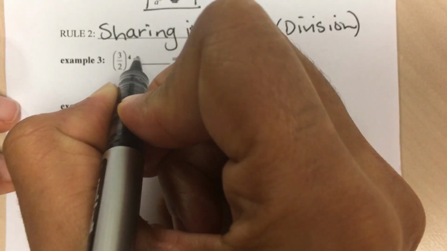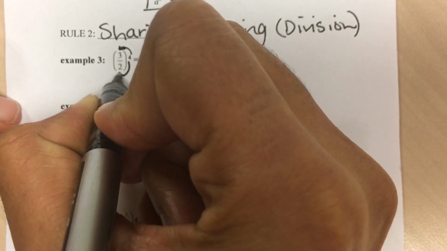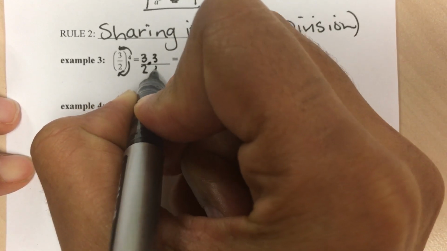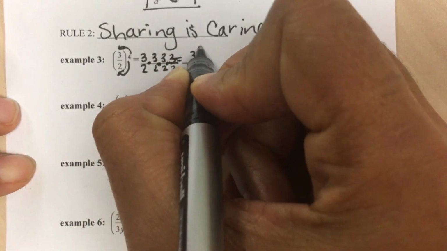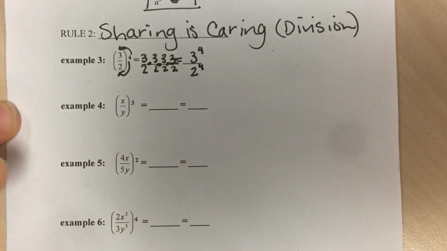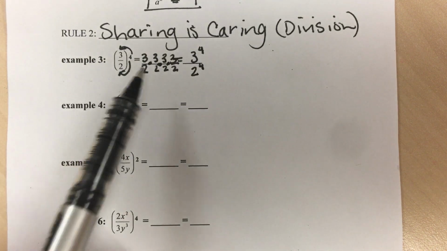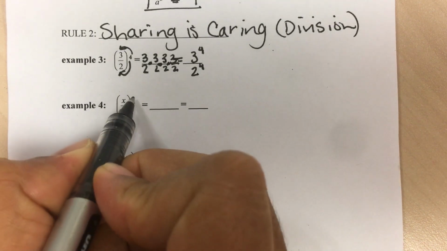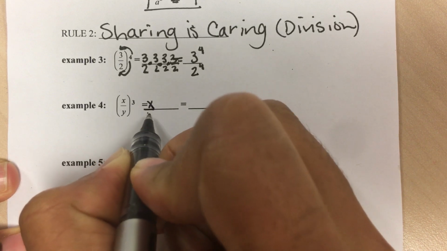So basically, what I really needed you to know is that right here, everybody gets a 3. It's basically 3 halves times 3 halves times 3 halves times 3 halves, but I didn't leave you enough room to do that, okay? So basically I have 3 to the 4th power over 2 to the 4th power. And that is our sharing is caring for division. Now, I'm not going to make you expand it out like that every single time, but just so you know where the rule comes from. One more time, x over y to the third power means x over y 3 times.